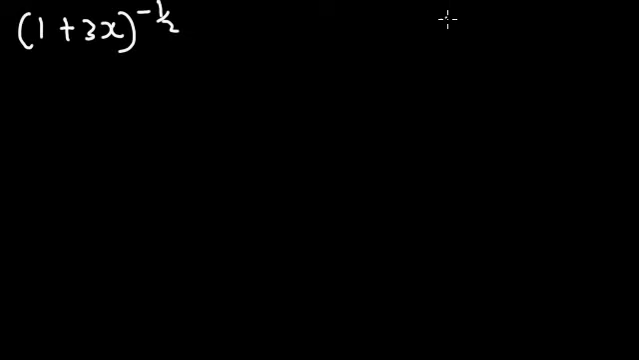So for the first 5 terms, r will be equal to 0, 1, 2, 3, 4. 1, 2, 3, 4, 5. So that's where we're going to stop. But n in this case is negative 1 over 2.